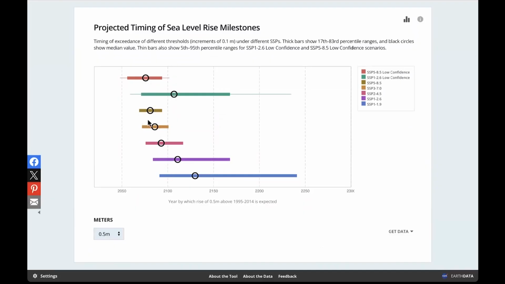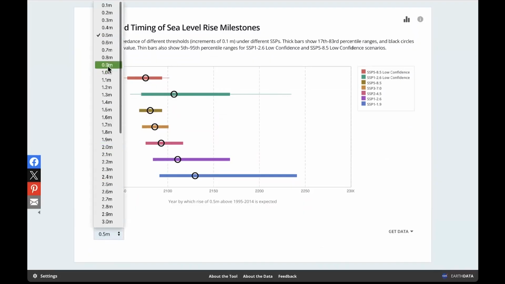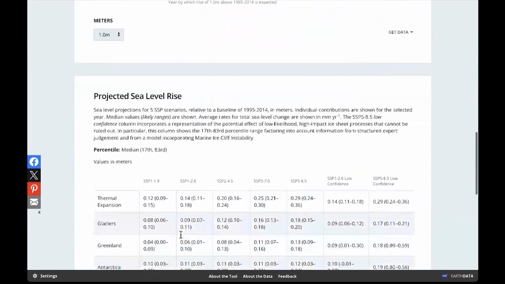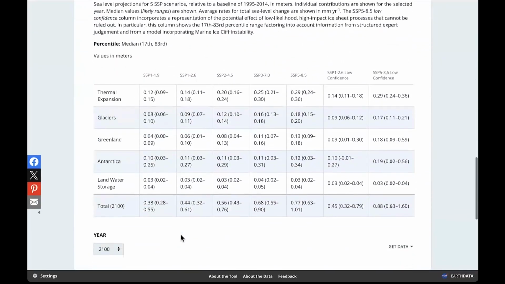The thick bars are all 17th to 83rd percentile, so those are likely ranges down here, or we don't call them likely ranges when we include low confidence processes, but that's the 17th to 83rd, and then this is 5th to 95th percentile. This is showing you exceedance of half a meter, but we could, for instance, look at 1 meter or some other level.